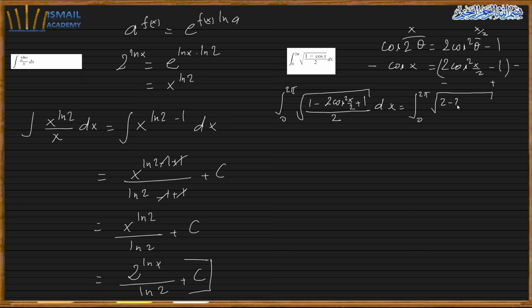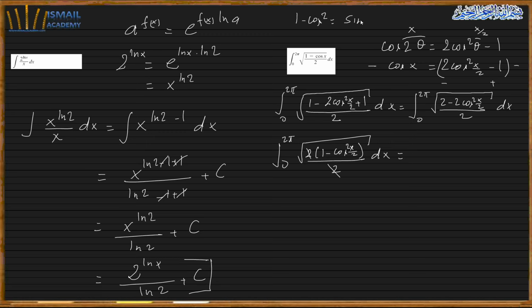So square root of 2 minus 2 cosine square x over 2, over 2, dx. Take 2 as a common factor. Don't just cancel the 2 here. No. Take 2 as a common factor first. 2 times 1 minus cosine square x over 2, over 2. Now both of them can be cancelled out. So this is 1 minus cosine square. 1 minus cosine square is sine square.